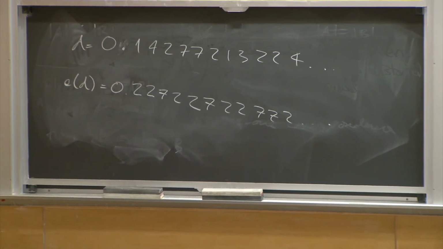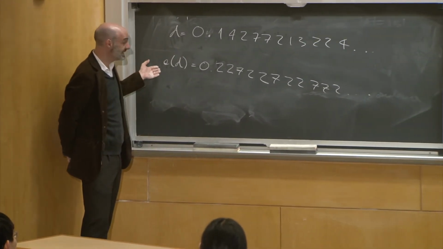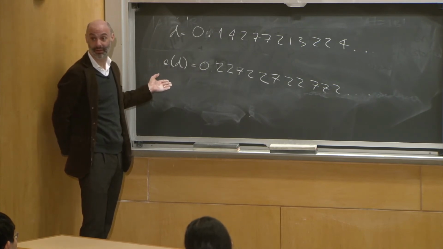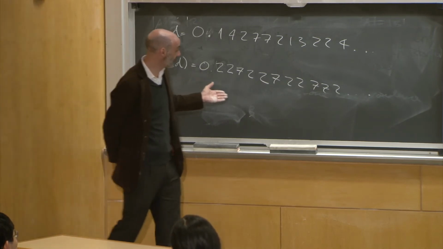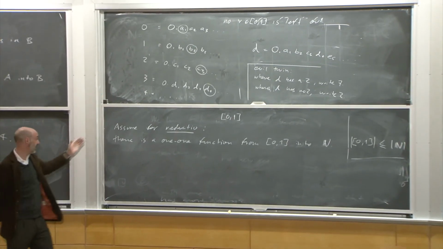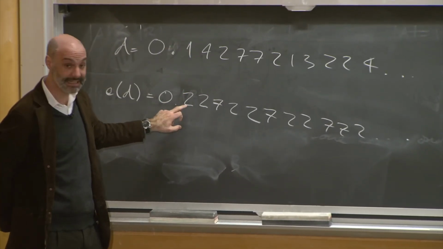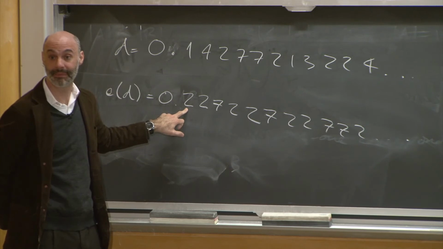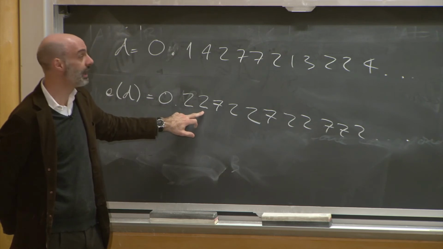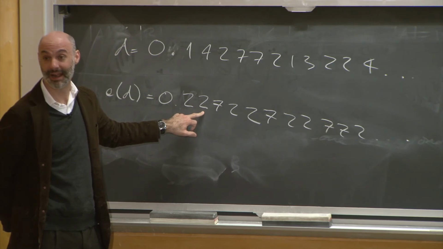And now we're done. Because D's evil twin cannot be on our list. Why is it not on the list? Well, look, it can't be the first member on the list because this number differs from the first number on the list in at least its first digit. And it can't be the second member of the list because this number differs from the second member of the list in at least its second digit, and so forth.